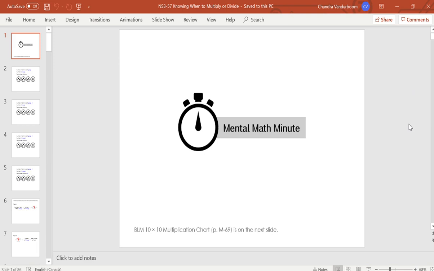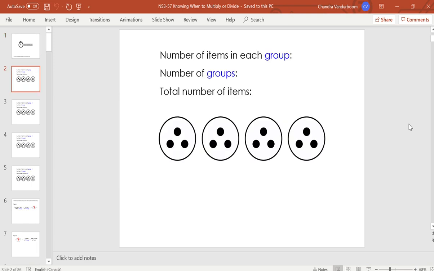Today we are going to work on knowing when to multiply or divide. To decide when you're doing a word problem or something, do I want to multiply to find this answer or do I want to divide to find this answer? So let's see how it looks.